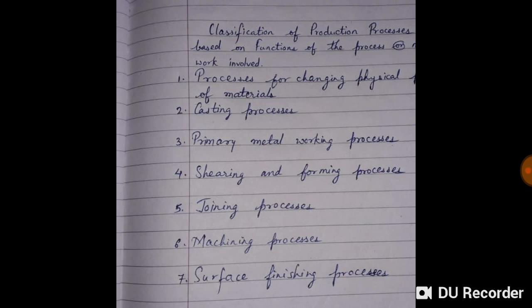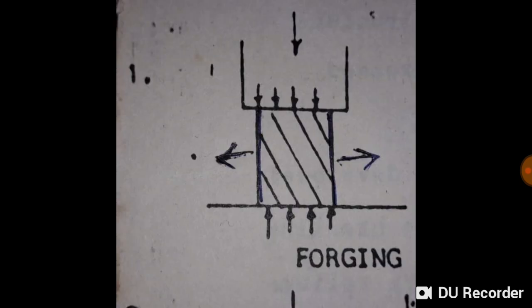Then the next is the primary metal working processes, which is one of the classification of production processes. Here you have different types, like forging. As you can see, the material is being pressed, so it is taking the shape. It is moving on both sides, and it is getting pressurized from top. So this is forging.